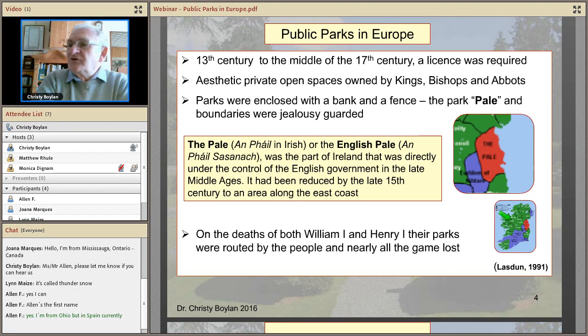So parks were enclosed with a bank and a fence, and the word pale was used to define the boundaries. Now if you look there to the right hand side, you see this little area in red, and I've just put the little arrow on it, and it shows you that the pale is the name of this area. This is a map of Ireland, and the pale was an area around the east of Britain, the central east of Britain.